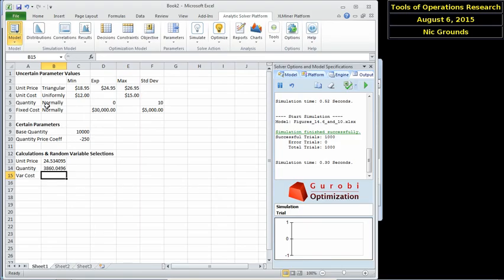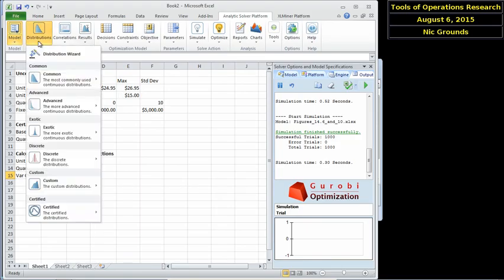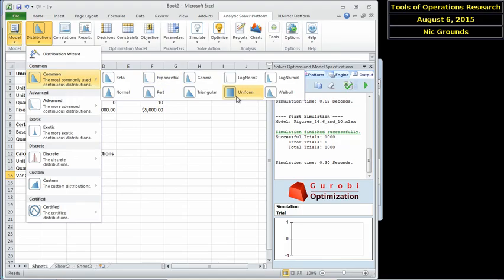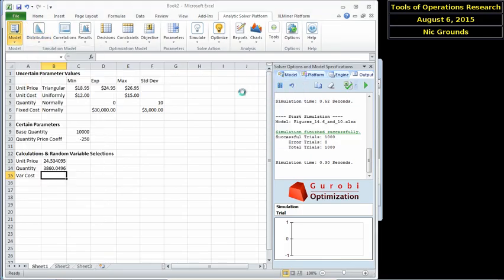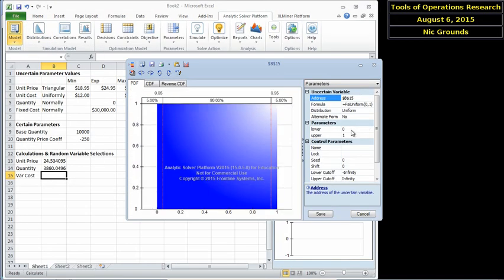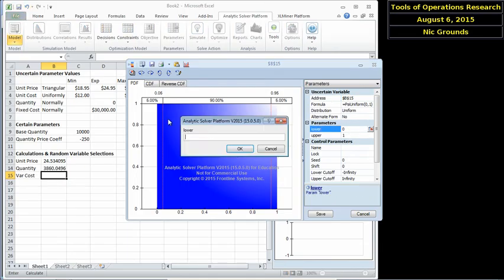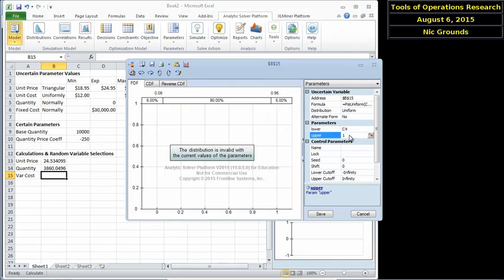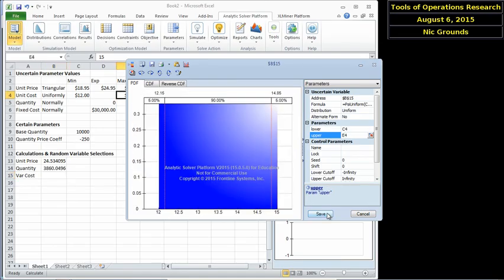All right, so now we have our variable cost. Let's compute that. The variable cost is just a uniformly distributed number. I'm going to use the distributions button again, go to common, and find the uniform distribution to use. There's only two parameters, the lower bound, which is 12 in C4, and the upper bound, which is in E4, if I wanted to just type that in. So that's the variable cost.